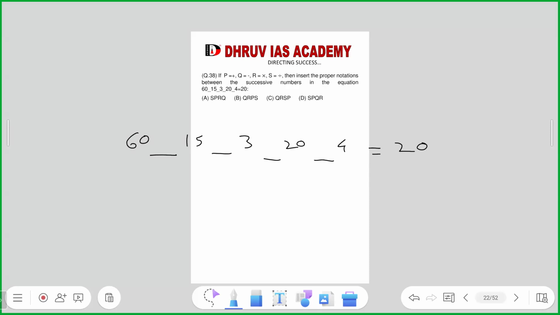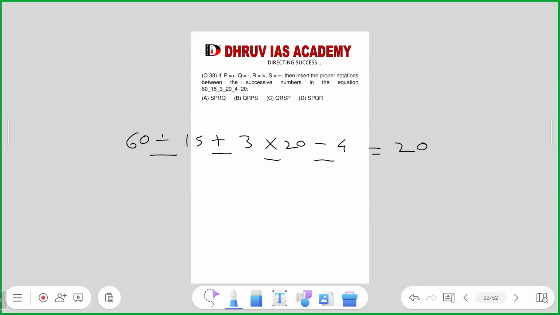So naturally, if you observe these numbers, 60 and 15, if you multiply 60 by 15, it will be 900, and then the remaining, even if you add or divide, it may not be 20. So first, see, the first option is S. Okay, so we'll just see the options one by one. So S is divide, P is plus, R means multiplication, and Q is minus.